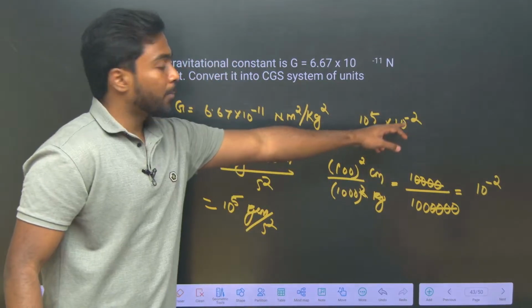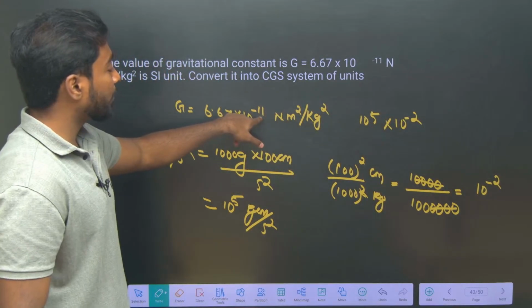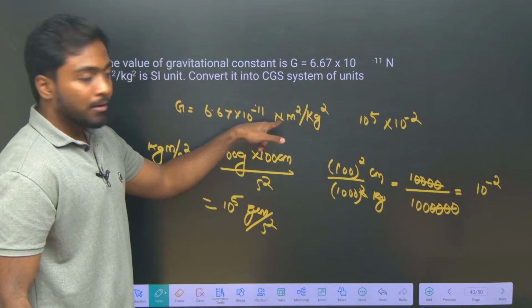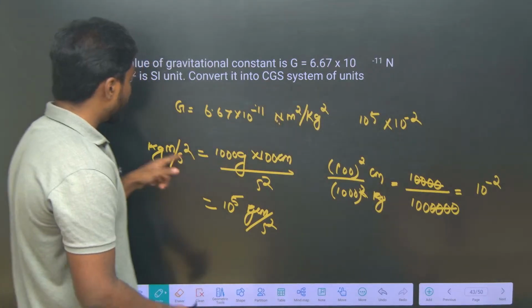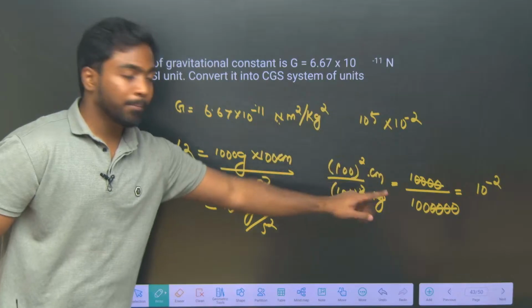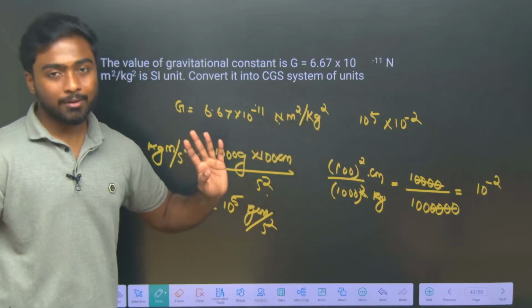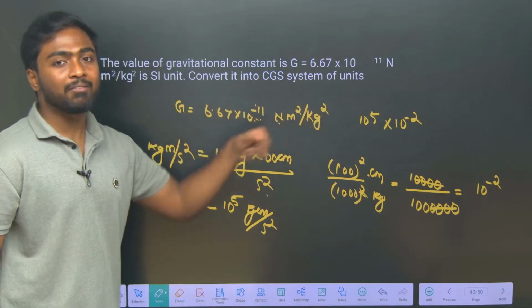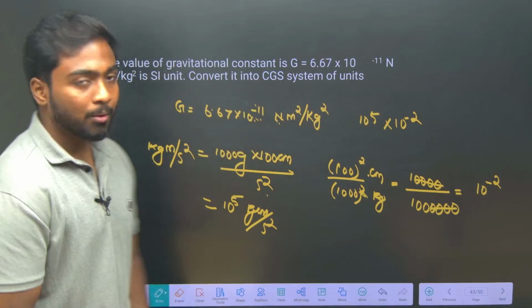So 10 power 5, 10 power minus 2, 10 power 3, 10 power 3, if I take it together, 10 power 8 will come. So the Newton is converted to gram centimeter per second square, and this is centimeter square per gram square. So 10 power minus 11 into 10 power 3 will become 10 power minus 8, that's it.